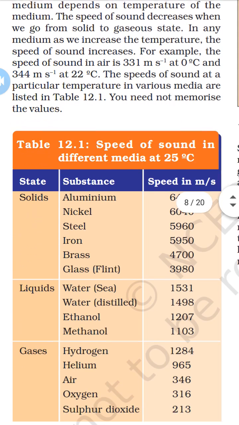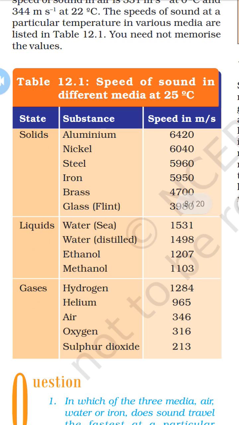Here we have a table, Table 12.1, speed of sound in different media at 25 degrees Celsius. Here the states given are solid, liquid and gaseous media. And in the solid state, we take different substances: aluminium, nickel, steel, iron, brass as well as glass, and we measure the speed at 25 degrees Celsius.